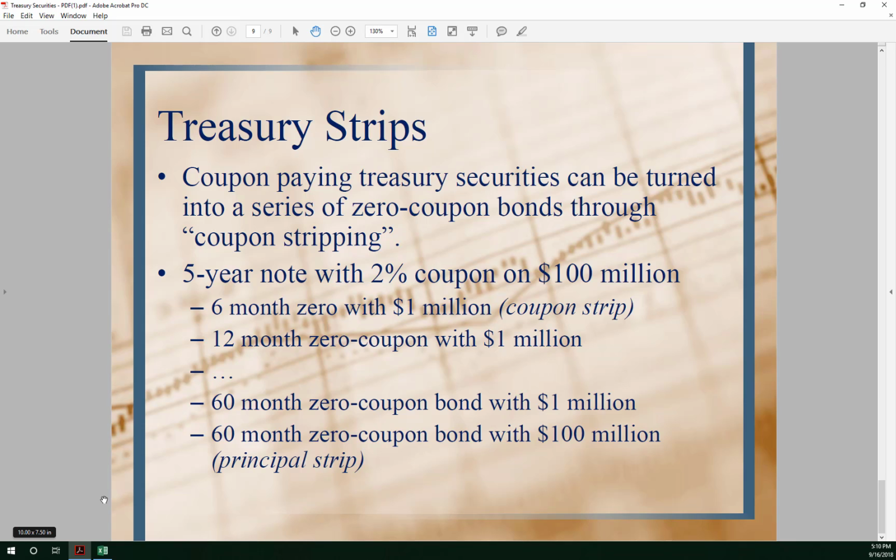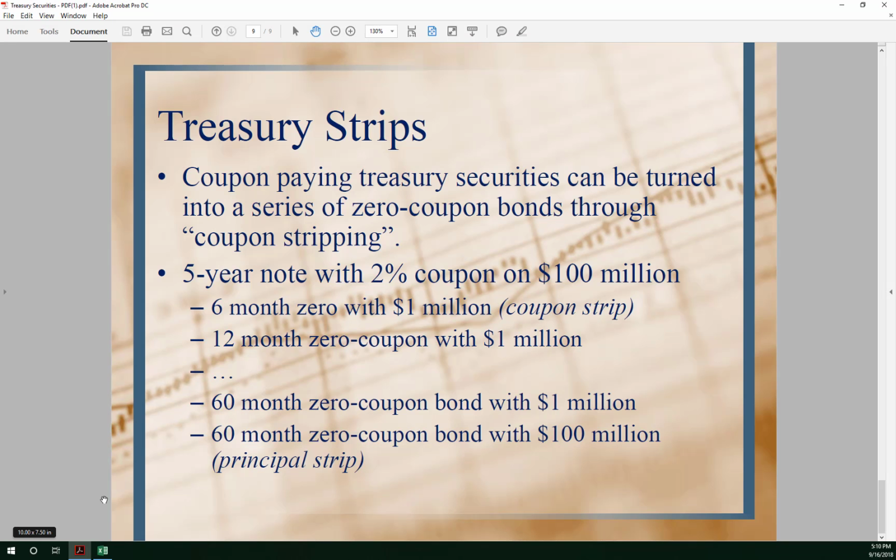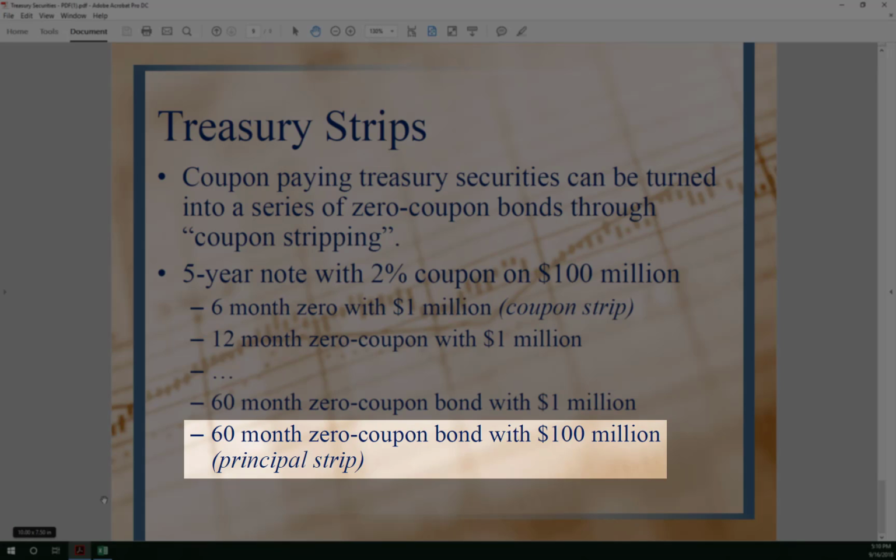The first one would be a 6-month zero with a $1 million payment at the end of the 6 months. That would represent the first coupon payment of this $100 million package of bonds. And again, 6 months later, we could have another zero coupon bond that represents the second $1 million coupon payment. That, again, would be a coupon strip. We would have a series of 10 of these for a 5-year note, 10 $1 million coupon strips. And then also at the very end, we would have a 60-month zero coupon bond with a $100 million payoff amount, and that would be the principal strip.